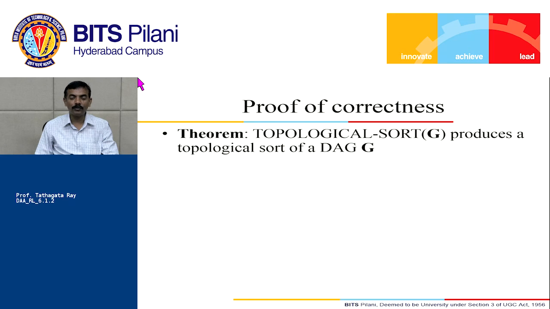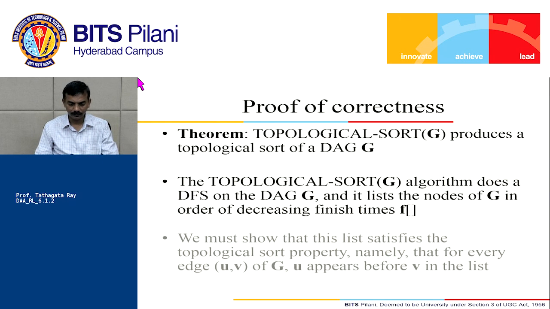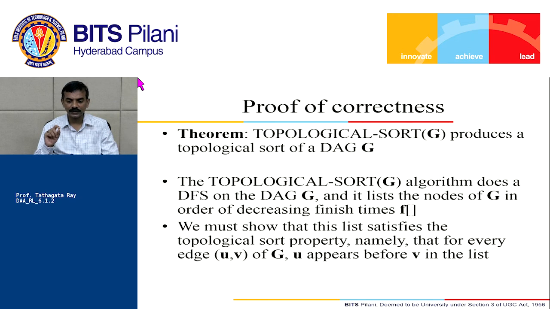So let's now look into the proof of correctness. The theorem says that topological sort of G produces a topological sort of a directed acyclic graph G. The topological sort algorithm does a depth first search on the directed acyclic graph G, and it lists the nodes of G in the order of decreasing finish times. That's the claim. But we must show that this list satisfies the topological sort property, namely that for every edge uv of G, u appears before v in the list.